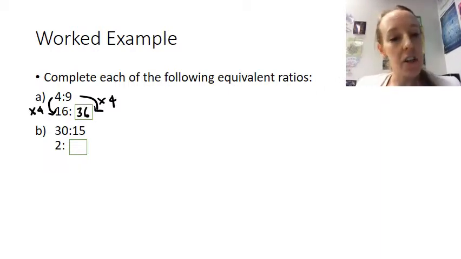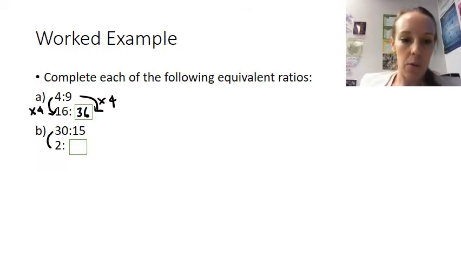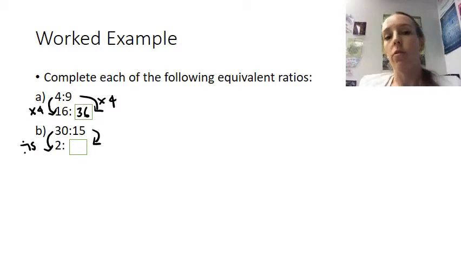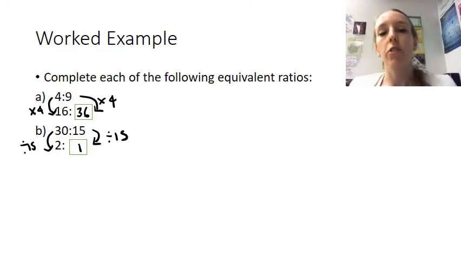For our second ratio, we've got 30:15 is the same as 2 to what? How do we go from 30 to 2? Well, we divided by 15. To keep it equivalent, we're going to have to divide the other number by the same amount, which is also 15. So 15 divided by 15 is 1. So the equivalent ratio would be 2:1.